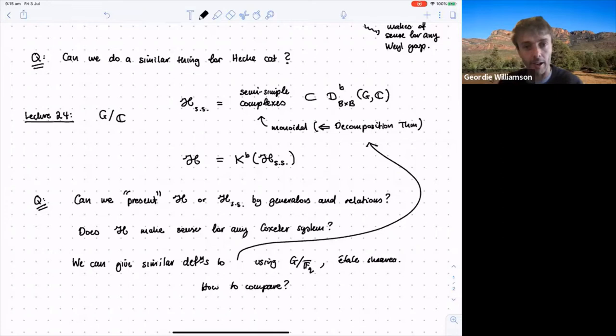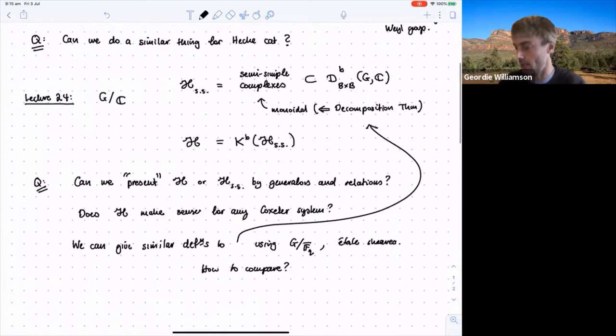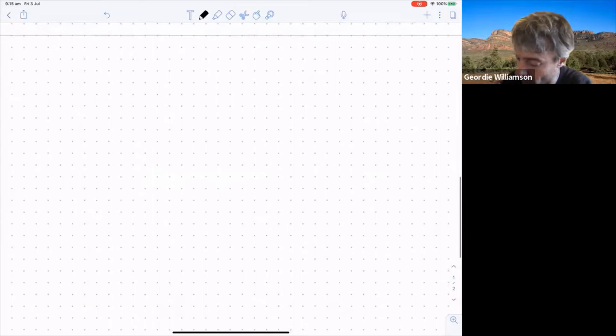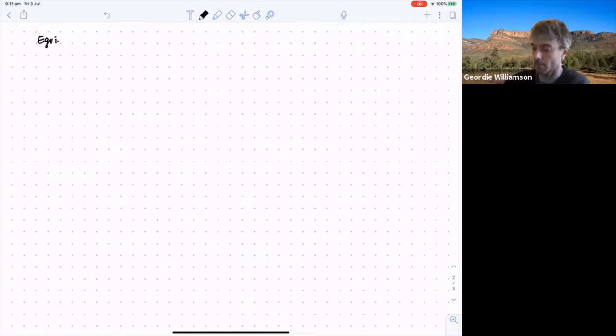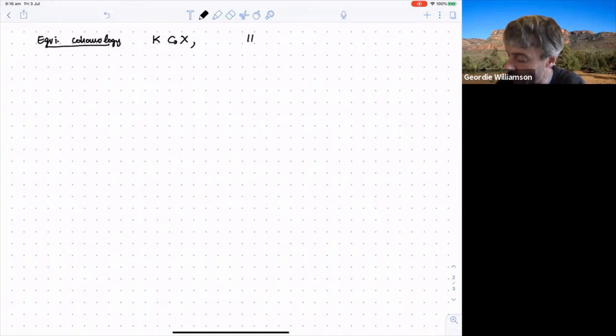Are there any philosophical questions before I begin? Or even non-philosophical questions? Okay, equivariant cohomology. So we have some group K acting on a space X. I'm generally thinking that X is an algebraic variety and K is an algebraic group. Then we define the equivariant cohomology of X. One definition is as the cohomology of the so-called Borel construction.